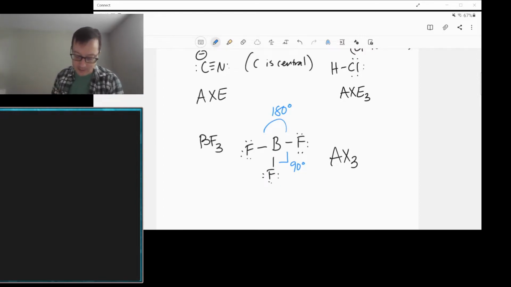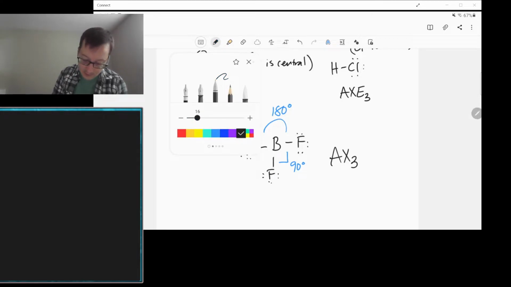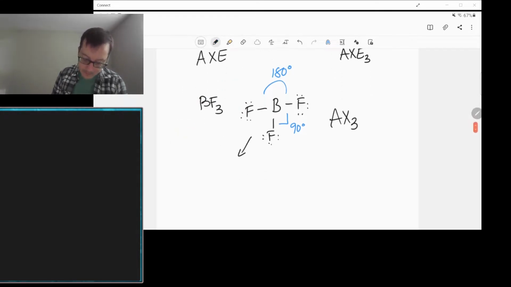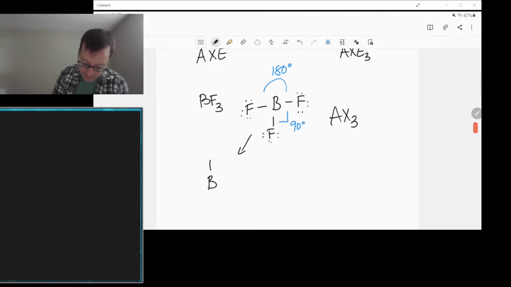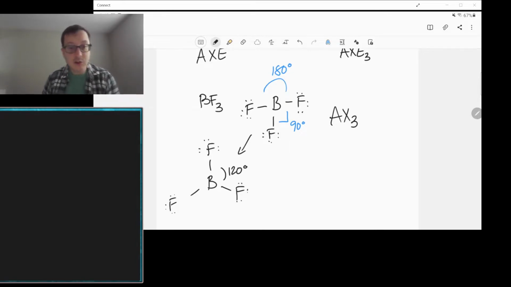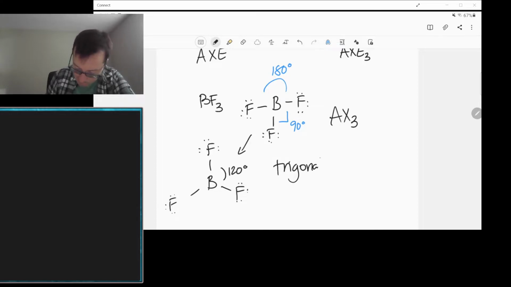And so, as a result, we're going to see that the real shape of this thing will actually form a triangle. Where now we have 120 degrees between all of them. They're all symmetrical. So all of these will have an angle of 120 degrees. And we call this shape trigonal planar.